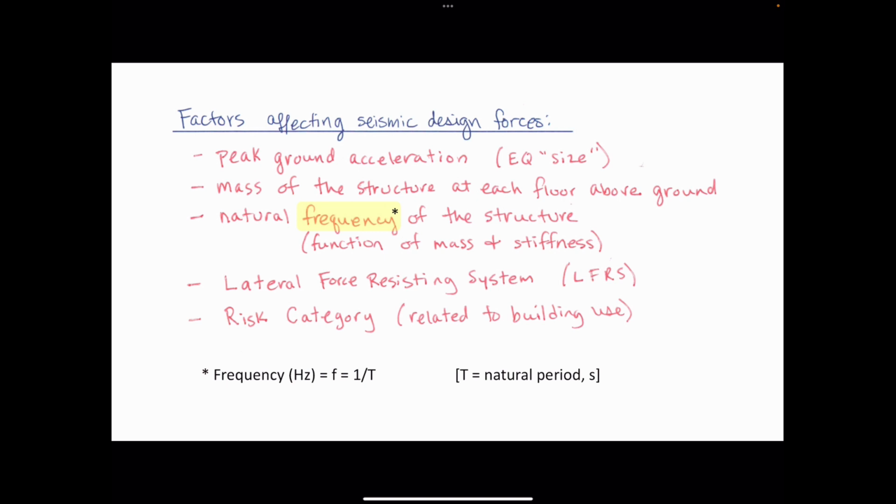And then another note, you're probably all familiar with this concept. Natural frequency is the inverse of the natural period of the structure. So the period is how long it takes to complete one cycle of oscillation, and the natural frequency is how many cycles of oscillation occur in 1 second. I like to think of it as the way the building wants to move when it's swaying back and forth, the rate at which it oscillates.